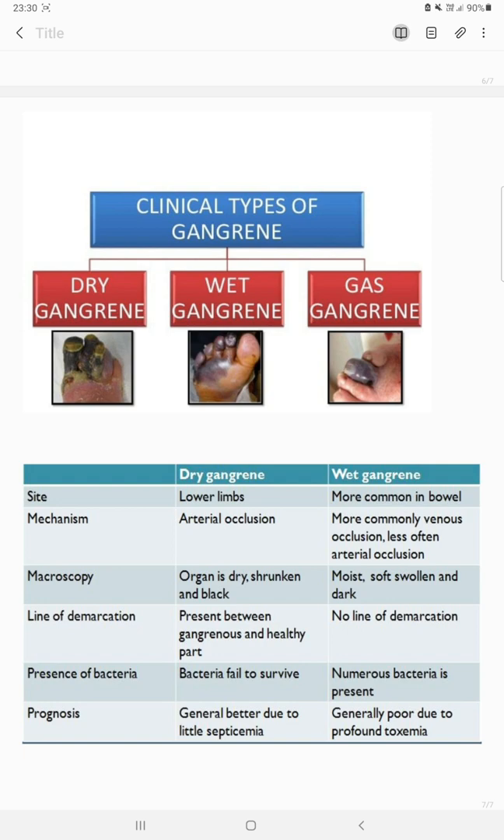So in the next video we are going to read about apoptosis, its mechanism of action, and many more things.